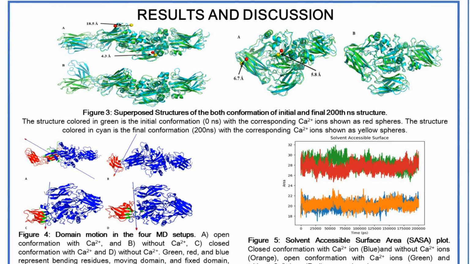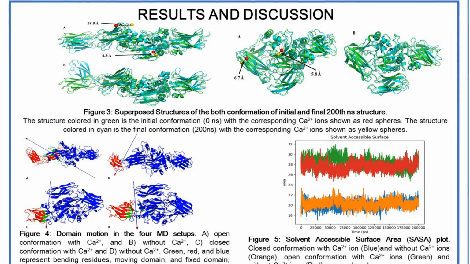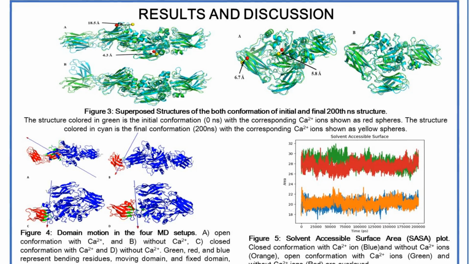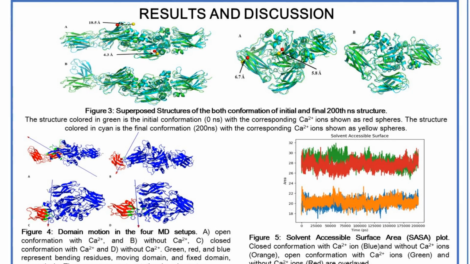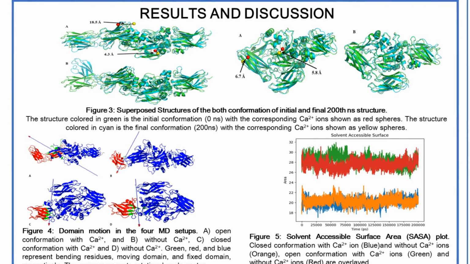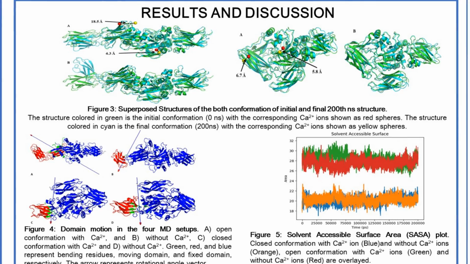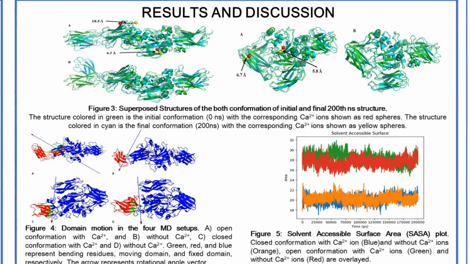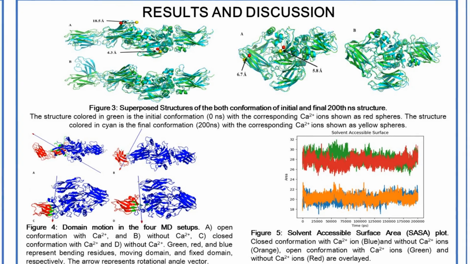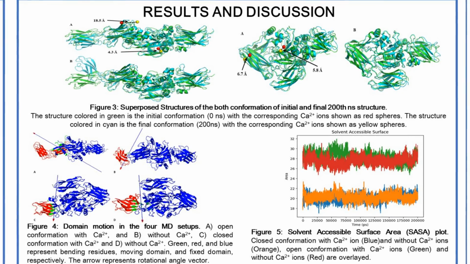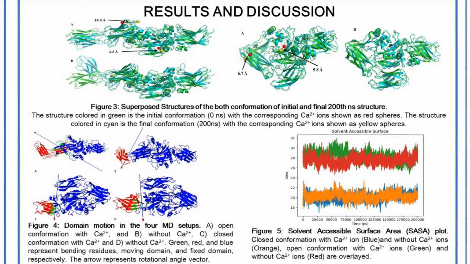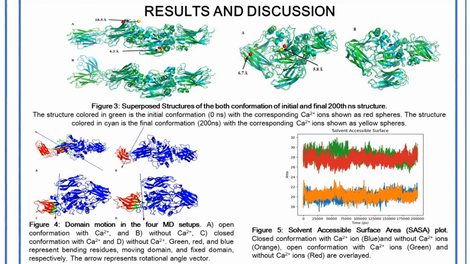We calculated the solvent accessible surface area of the active site to check the local changes in the protein, and it is shown in figure 5. The higher SASA is observed in the open conformation without calcium ion compared to the open conformation with calcium ion. The closed conformation has no significant difference in SASA.